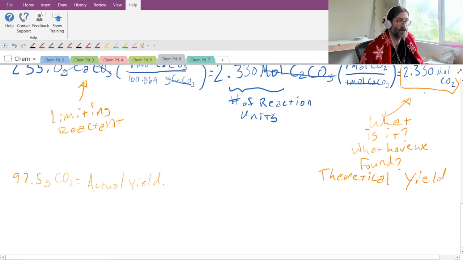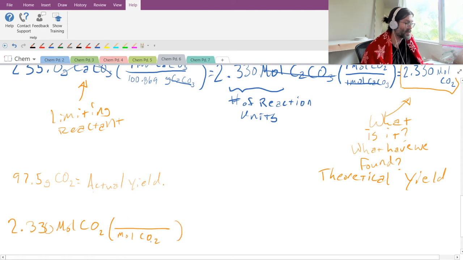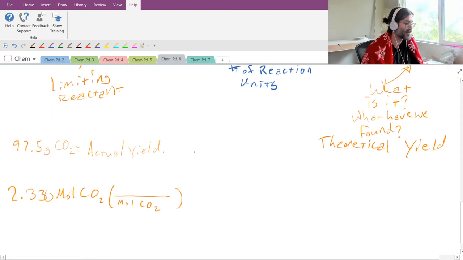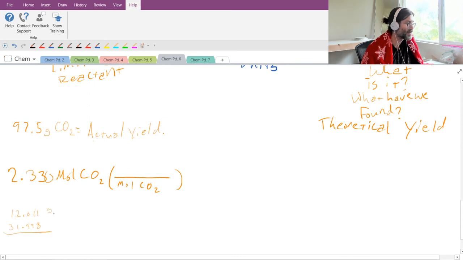So let's do that actually. Let's convert this theoretical yield to grams. We have 2.330 moles of CO2, and we want to convert it to grams, so we're going to convert away from moles, so we put the moles of CO2 on the bottom. Moles of CO2 goes in the denominator so that it will cancel, and for every one mole of CO2 we have 12.011 plus 31.998. These are both grams per mole. And that's carbon, and that's 2 oxygen.